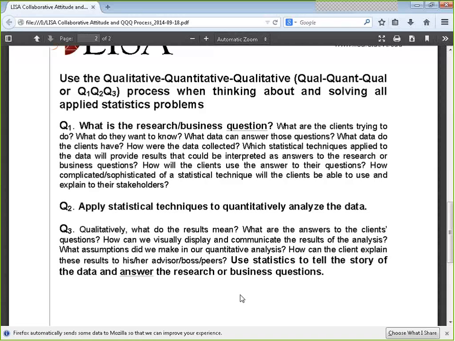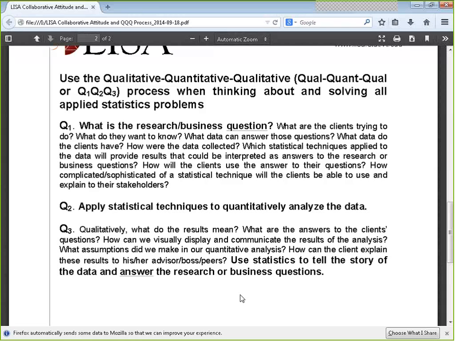Okay, so the question from Dr. Jones: how long would each of these three components of the QQQ process take? I think an initial meeting, which would be maybe an hour long, you'll definitely be able to figure out all of Q1. And then outside of the meeting, you can do Q2, the quantitative statistics, which, depending on the problem, could be done in the meeting. Maybe it's something that you could do quickly in 5 or 10 minutes, or it could take much longer.